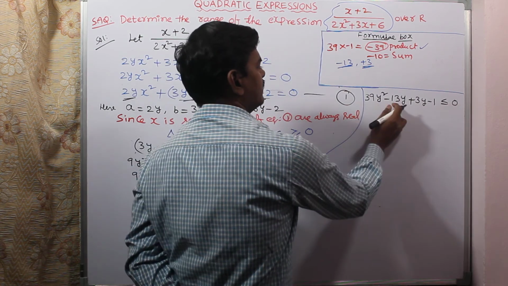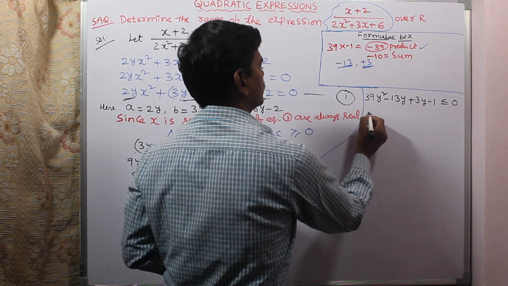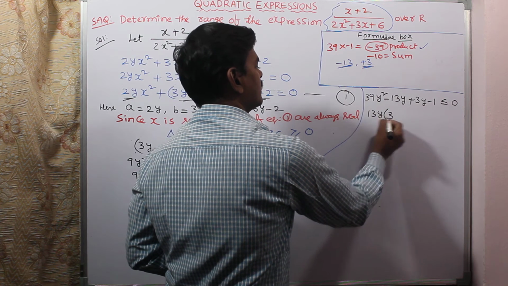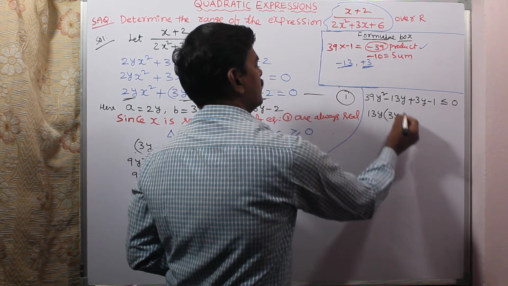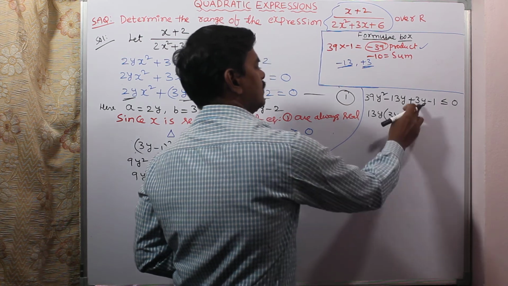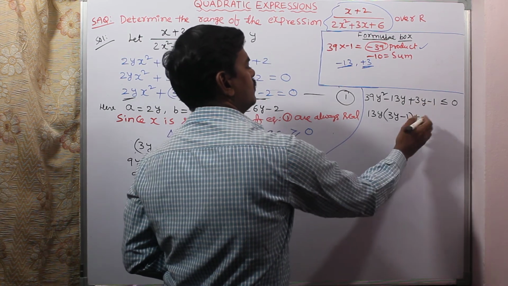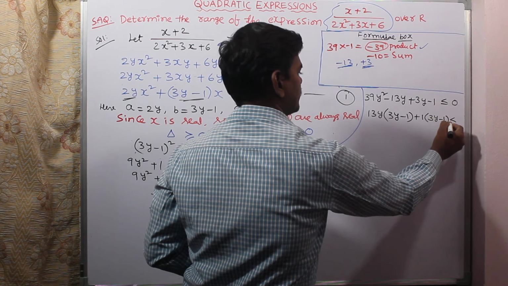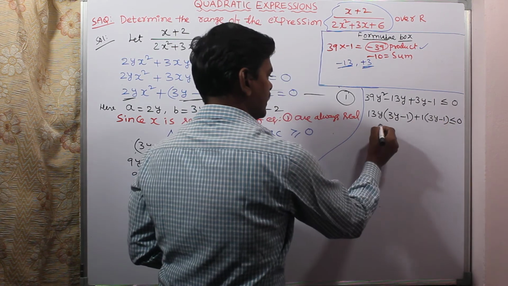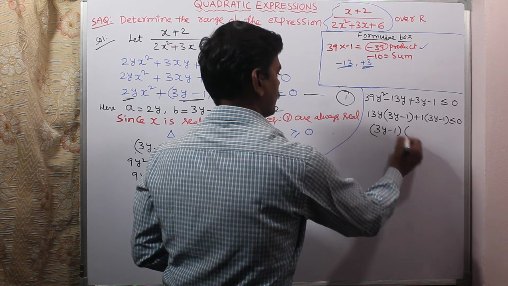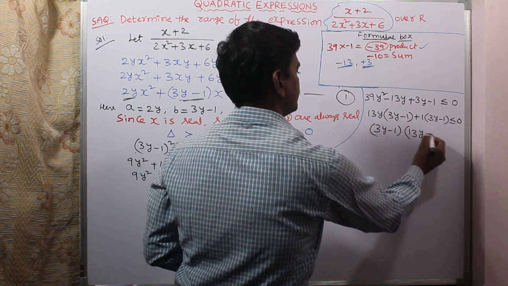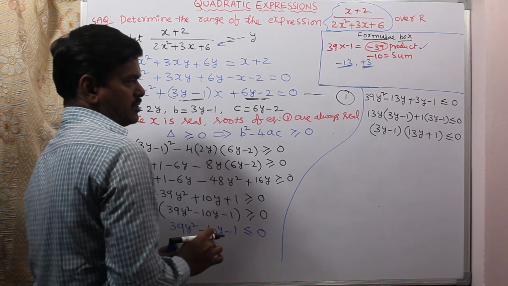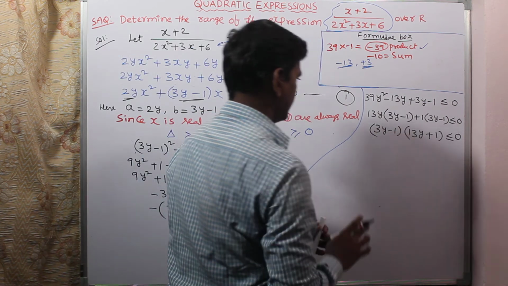Next we can take 13y common. After taking 13y common, 13 times 3 is 39, so 3y will remain, minus 1. Plus, nothing is common, so take 1 as common. 3y minus 1 will remain, less than or equal to 0. Overall we get 3y minus 1 common, and we are left with 13y plus 1, less than or equal to 0. So now almost the whole problem is coming to an end.